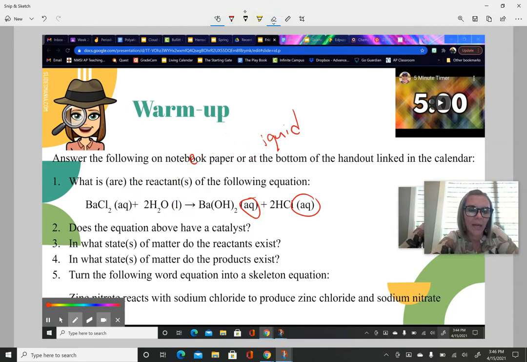In number 4, it asks, what is the state of matter for the products? And since both of the products are aqueous, you should have said aqueous, and that's it. You didn't have to say anything else about that.